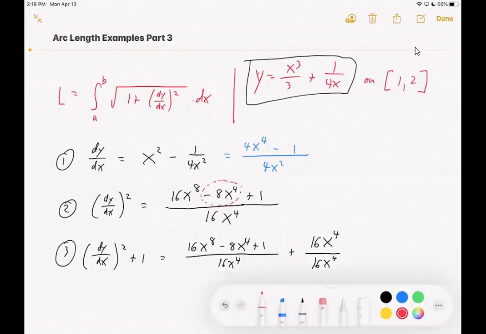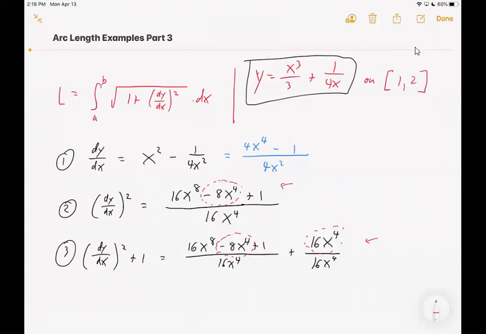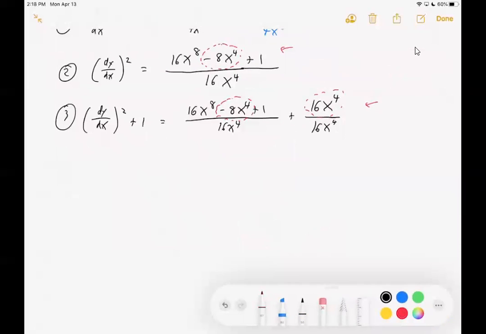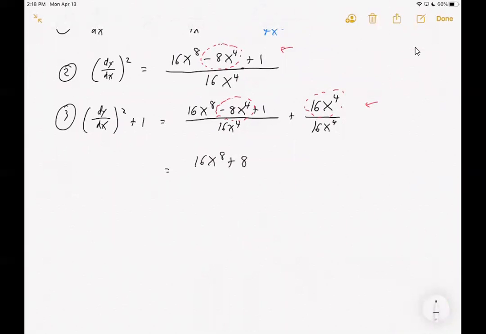So what that's going to do is take the negative 8x to the 4th, and when we add this on, it's simply going to become positive. So we had a perfect square in this step. After we finish this step, we will again have a perfect square. And we're going to need to take a square root in step 4. So having a perfect square makes for a very nice problem. So this becomes 16x to the 8th plus 8x to the 4th plus 1 all over 16x to the 4th.